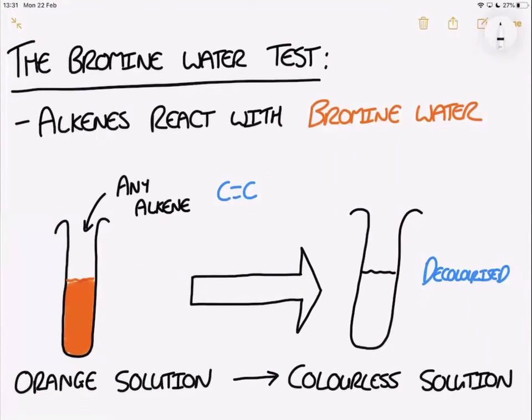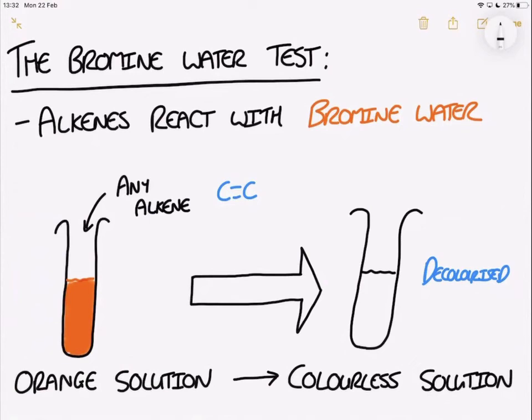So bromine, when you dissolve it in water, has an orange color. Sometimes it's described as yellow, but I would go with orange. It's really concentration dependent, but orange is a completely safe bet. So the orange color of the solution turns colorless if an alkene is present. If you bubble ethene gas through bromine water, the orange color will go away, it will become decolorized, and you will get a colorless solution.